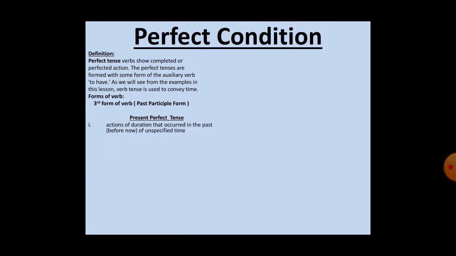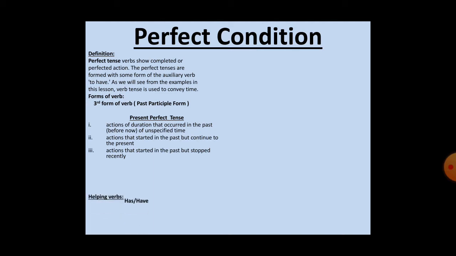tense, present perfect tense. So basically present perfect tense is used about those actions of duration that occurred in the past, and we do not mention a specific time of that action. So there we use perfect condition. Another use of present perfect is that we use it for those actions that started in the past but continue to the present. And another use is for those actions that started in the past but stopped recently.